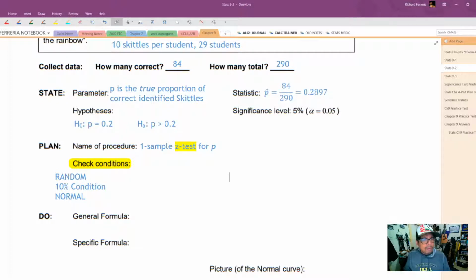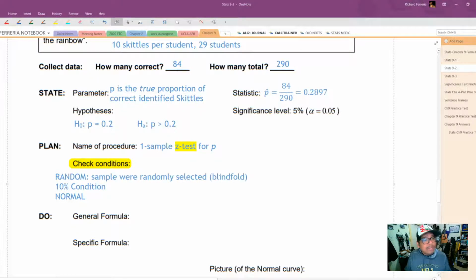Well, I don't know how you feel about it, but when we do this in class, we have the students randomly select their Skittles. So I think that's going to be good enough for us to say that the samples were randomly selected. One year we even did blindfolds, so yeah, sure. If it's a blindfold selection, then that's a random selection.